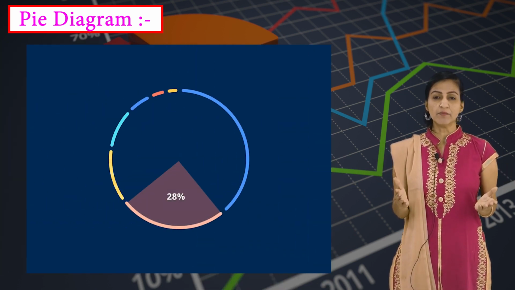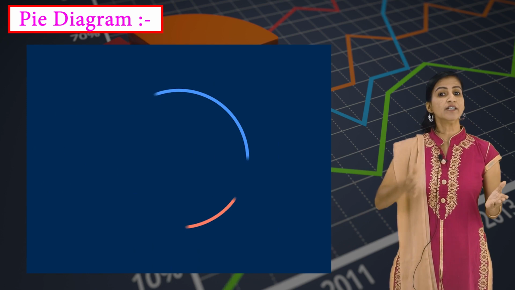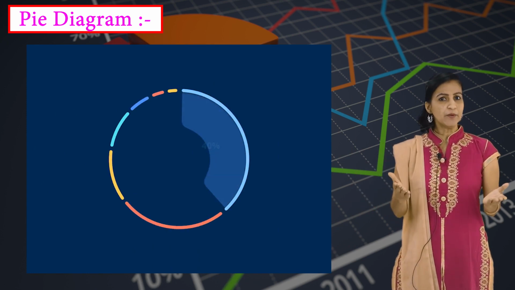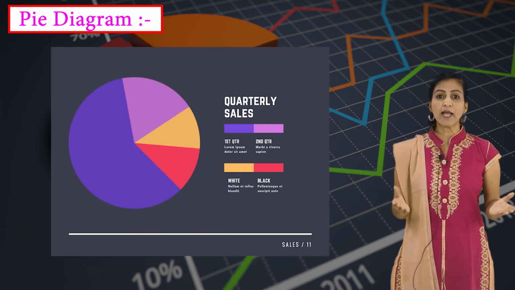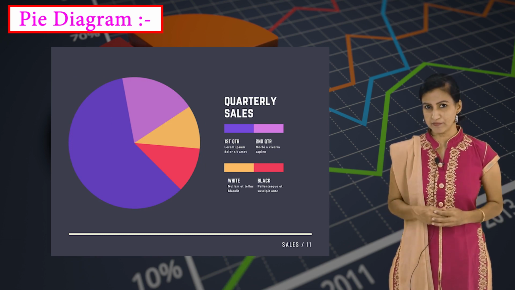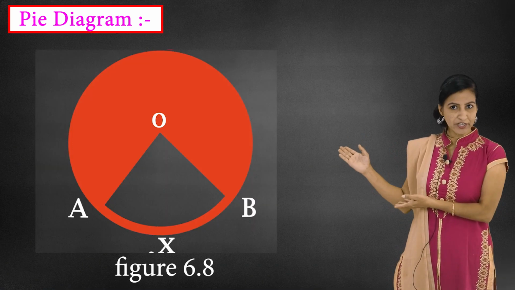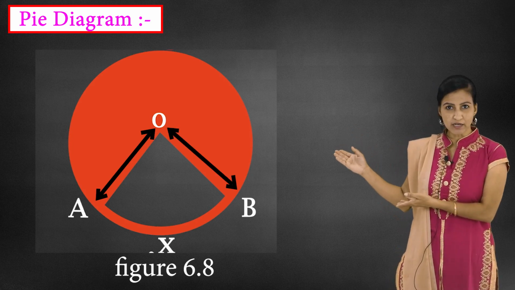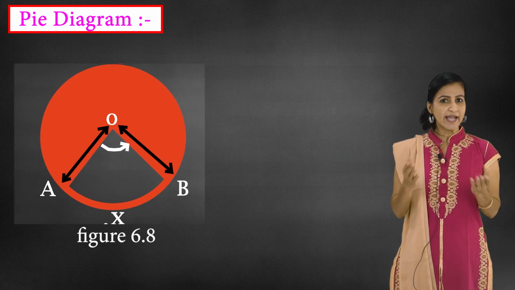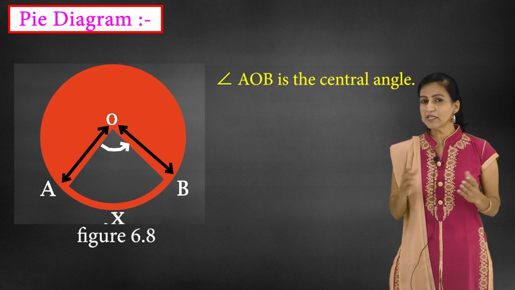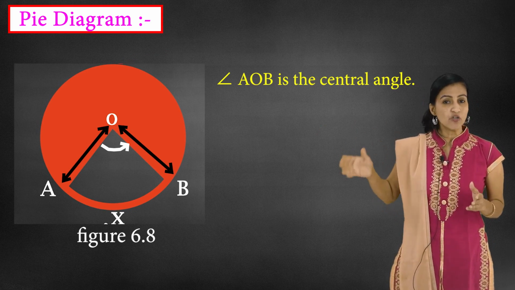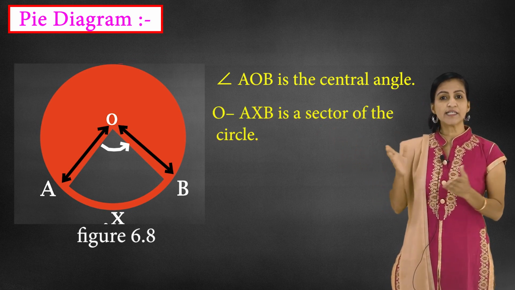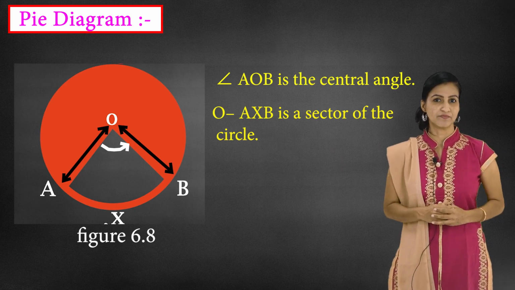In a pie diagram, the numerical data is shown in a circle. Different components of a data are shown by proportional sector of the circle. In the figure 6.8, segment OA and segment OB are radii of a circle with center O. Angle AOB is the central angle. The shaded region O-AXB is a sector of the circle.